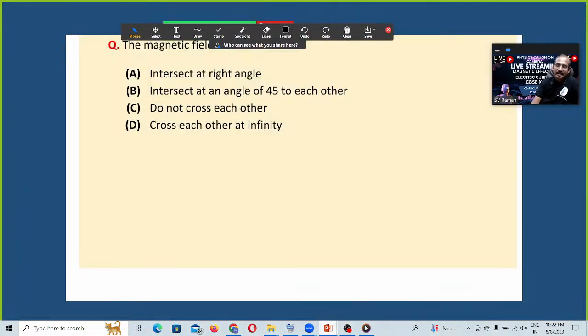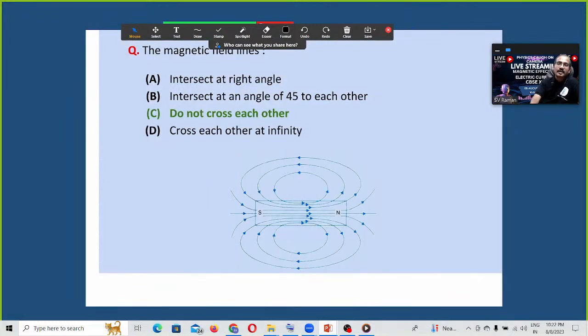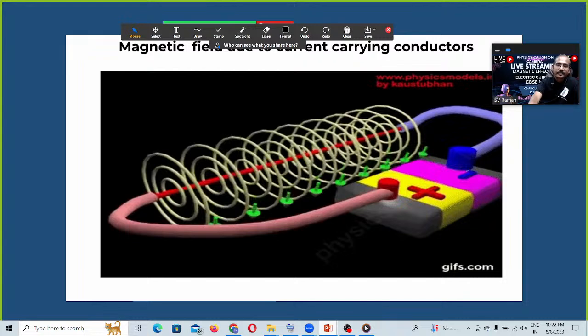Next, the magnetic field lines: intersect at right angles, intersect at angles of 45 degrees to each other, or do not cross each other at infinity. Do not cross each other.